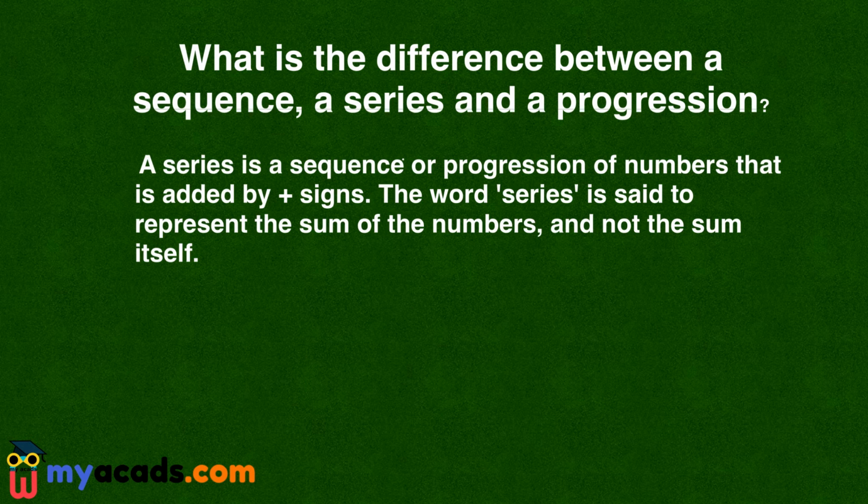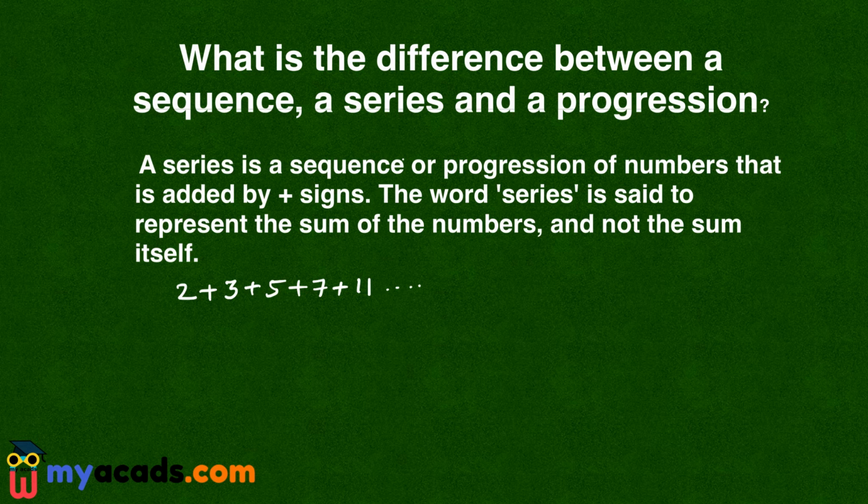Now we will understand what a series is. A series is a sequence or progression of numbers added by a plus sign. For example, my series of prime numbers is 2 plus 3 plus 5 plus 7 plus 11 and so on. So when I add a plus sign to my sequence, it becomes a series.